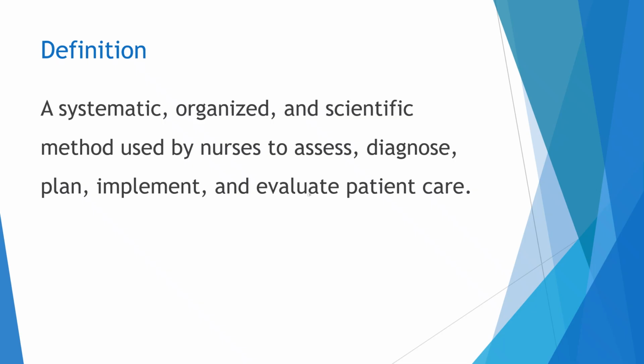Students, now we will see the definition. Here, it is explaining that nursing care is not done randomly, but in a proper step-by-step way. The nurse first checks the patient, then understands the problem, plans what care is needed, carries out the care, and finally checks whether the patient is improving or not. So, overall, it shows that nursing care is organized and done in a systematic way.